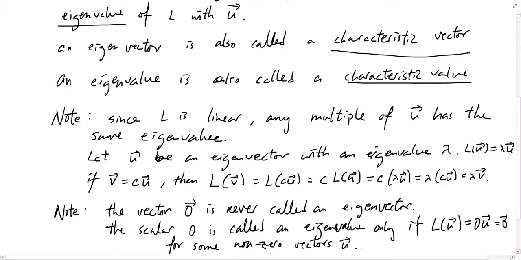So therefore, you can use 0 as an eigenvalue as long as the eigenvector that goes with 0 is not the 0 vector. Because once again, the 0 vector will always work. All right.